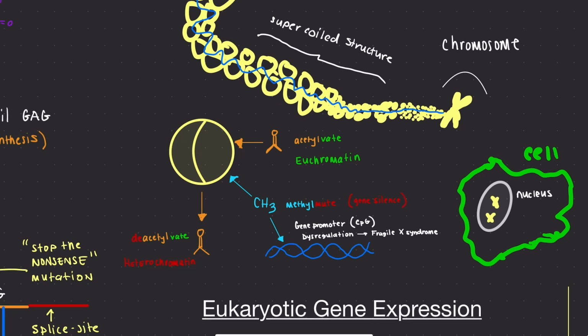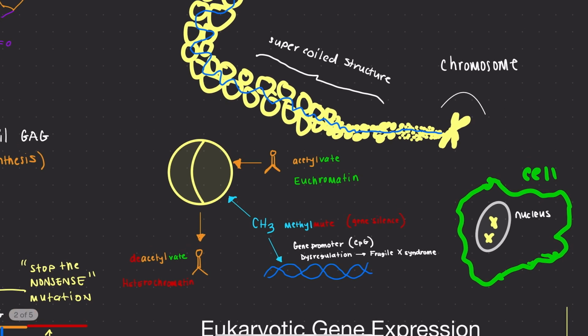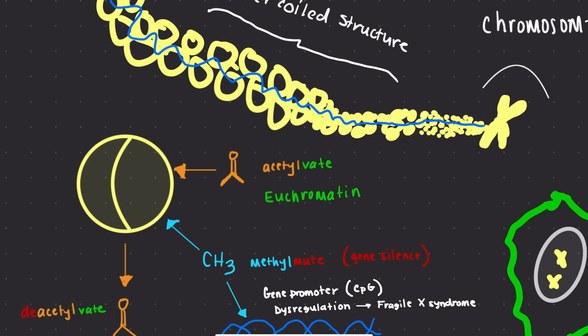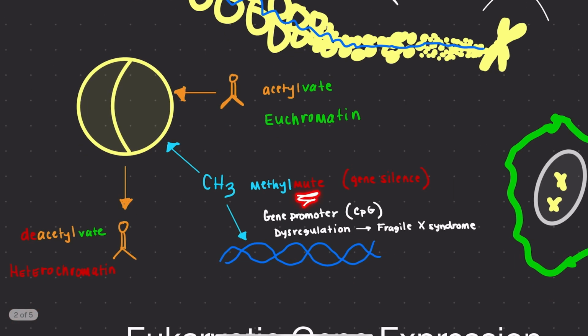And the other important thing I wanted to note is that we can actually add and take away methyl groups in addition to acetyl groups. And if you remove a methyl group, it actually will promote gene transcription. But if you add methyl groups, it represses gene transcription, similar to removing an acetyl group. Adding a methyl group mutes the DNA.